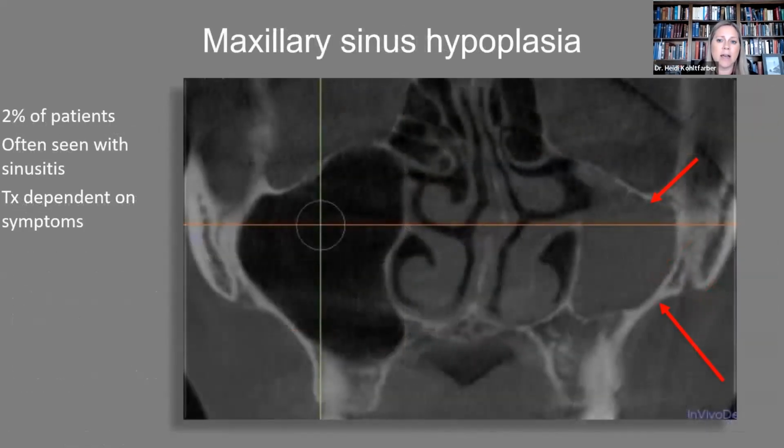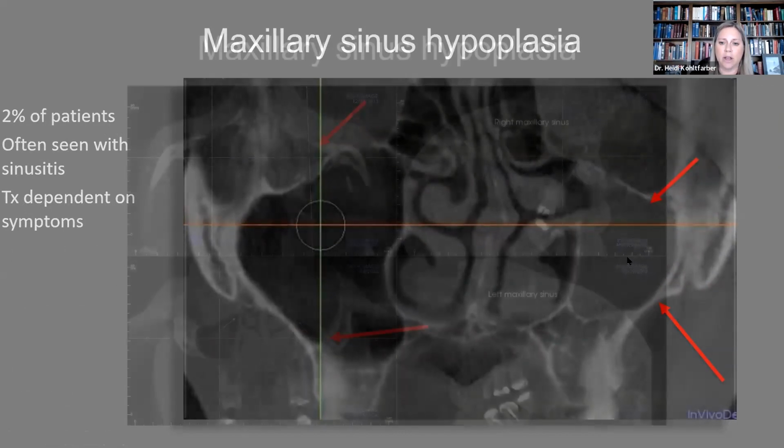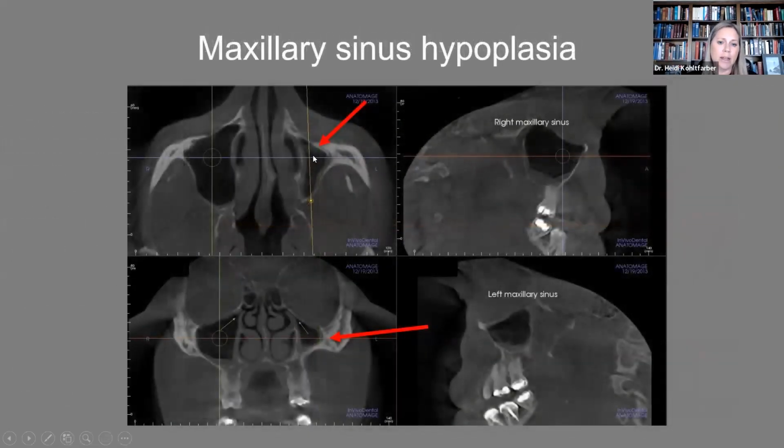We can see hypoplastic sinuses. 2% of the population will have this tiny little sinus on this side, super cute. Many times we have mucosal thickening because our drainage pathway is not fully developed. So it's very common. And again, you're going to see that obvious asymmetry in that particular regard.